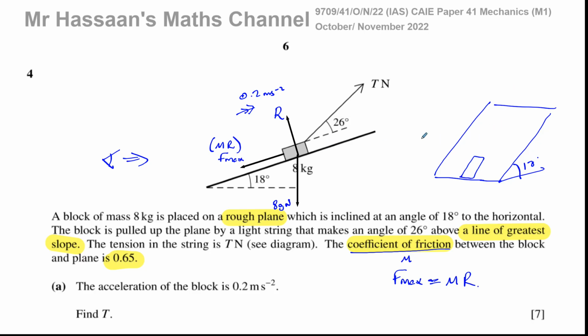So when it says a line of greatest slope, what it means is a line going straight up, you can say parallel to the sides of the slope. It's not being pulled across this way or that way. It's like the shortest distance up the slope. That's what it basically means. So that's what they're referring to. It doesn't really affect the question in any way.